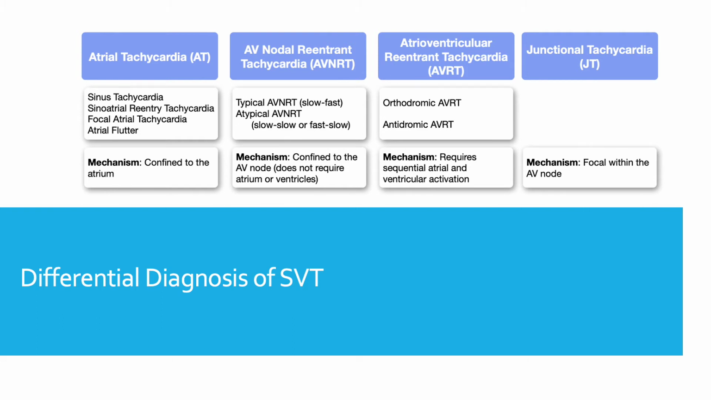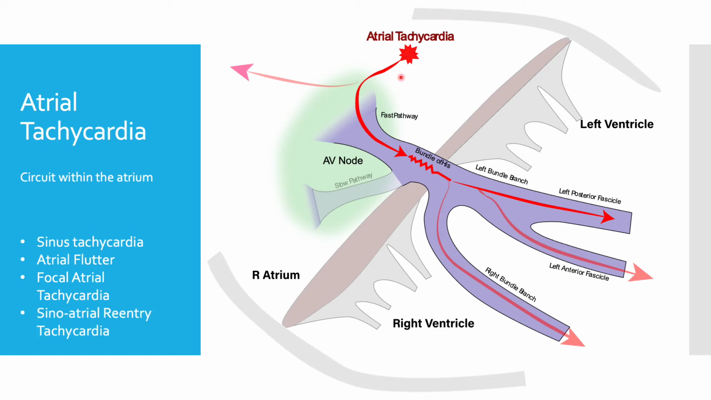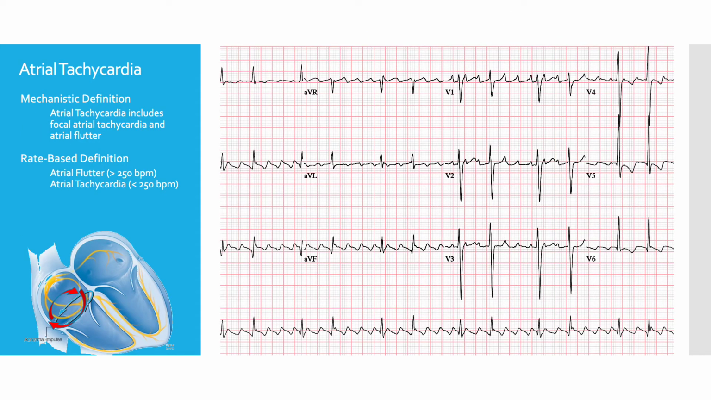Let's go through each of them and discuss them in more detail, starting first with atrial tachycardia. An atrial tachycardia is an SVT where the mechanism is located entirely within the atrium. Examples of this include sinus tachycardia, which originates in the crista terminalis in the superior right atrium. Atrial flutter, which is a macro reentry circuit that involves the cavo-tricuspid isthmus, which is the space between the tricuspid annulus and the IVC, focal atrial tachycardia, which is illustrated in this diagram, and sinoatrial reentry tachycardia, which is a form of sinus tachycardia. I want to take a moment to talk about terminology.